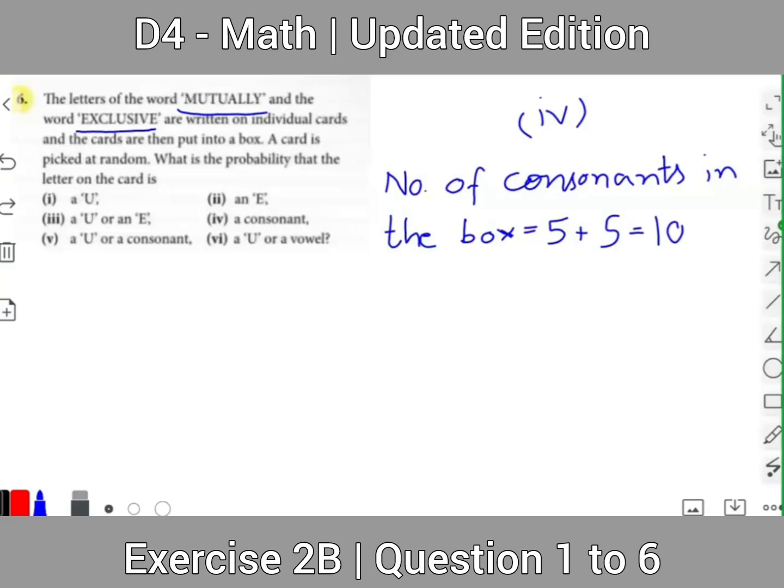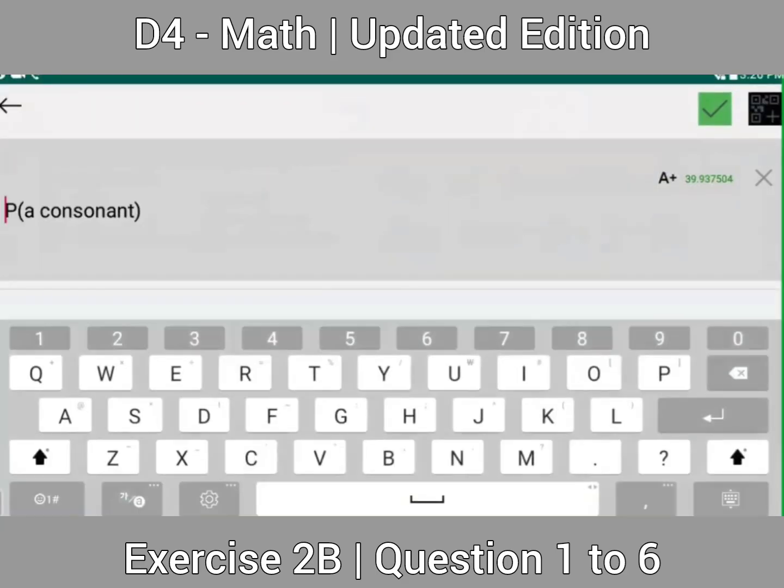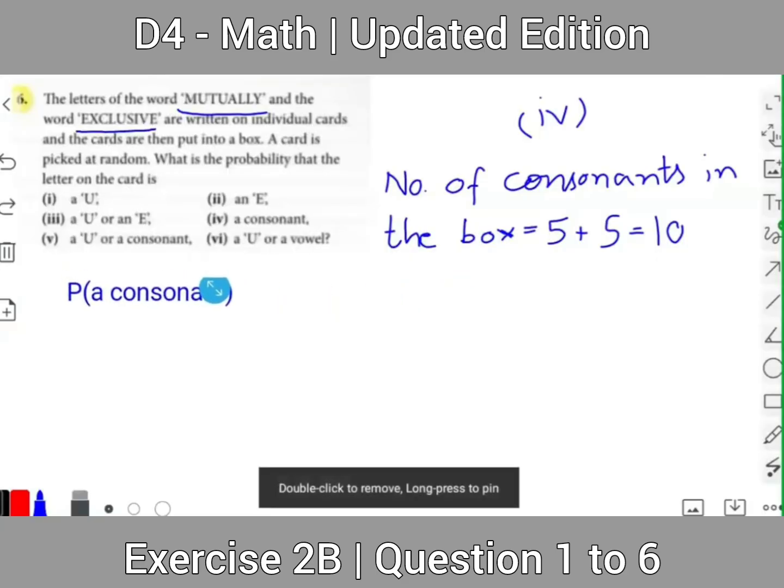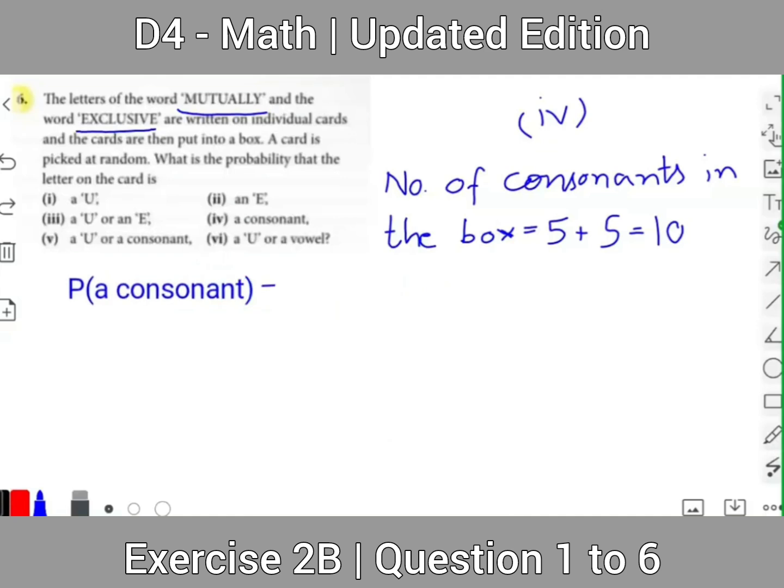Now the probability that the letter is a consonant will be equal to 10 over the total number of letters in the box, and that is 17. So the probability that the letter on a card is a consonant will be equal to 10 over 17.